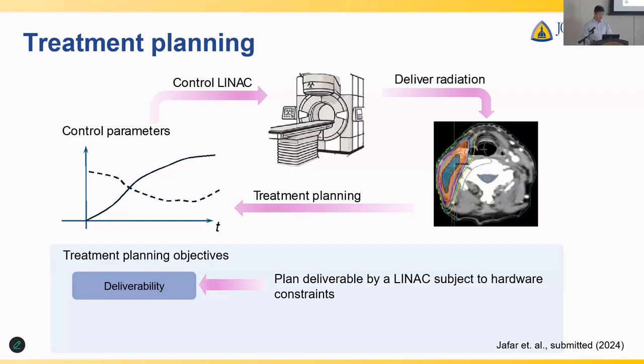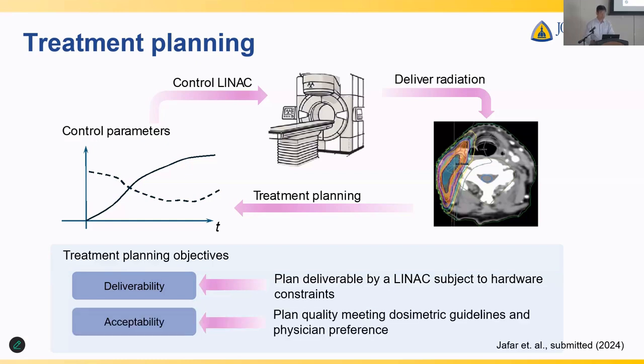The second is more complicated, which we call acceptability, because the plan quality has to meet both the dosimetric requirement guidelines established by the national standard, as well as the physician's preference. Usually the national standard just sets the bare minimum requirement for how we treat this patient. But on top of that, each physician may have additional requirements considering the history of the patient. For example, if a certain patient has impaired lung function in one side of the lung, we need to consider the dose to that lung as we do the treatment planning.